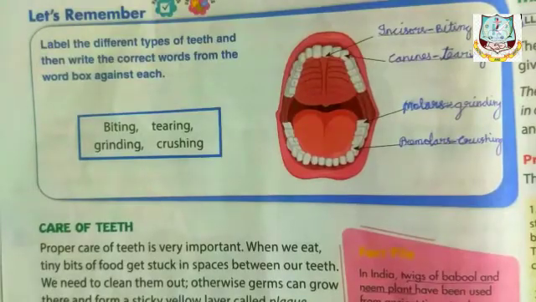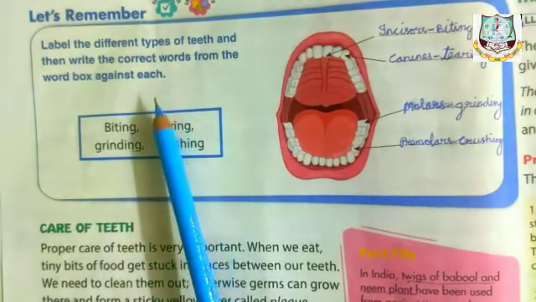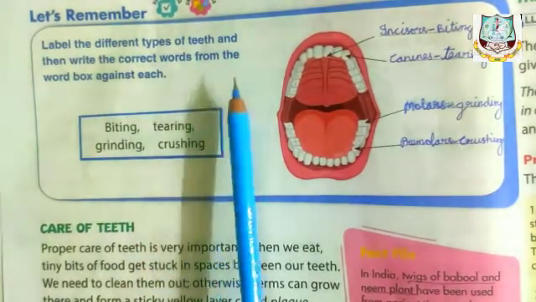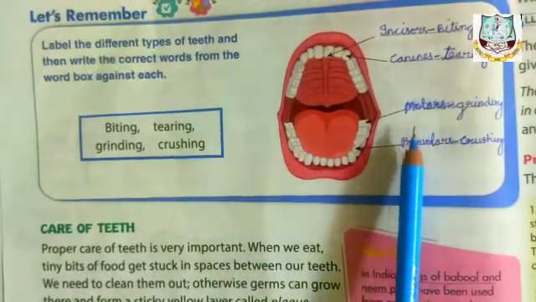Now turn to page number 24. Here is an activity for you. You have to label the different types of teeth and write the correct words from the word box against each.